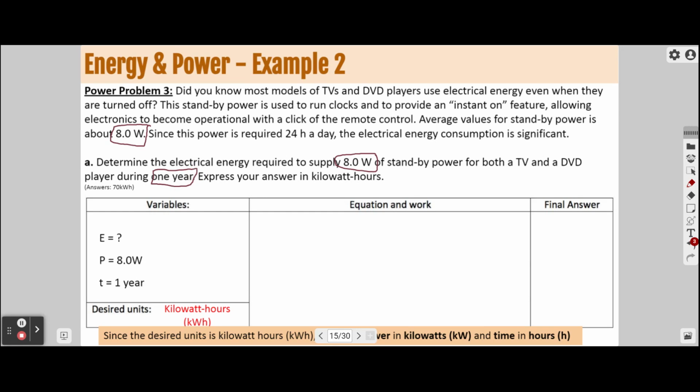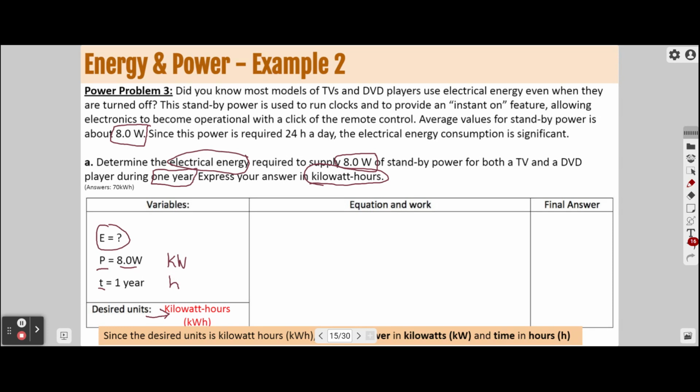All right, so first thing we want to do is write down the variables. We have our power of 8 watts, and we know our time that we're looking for is over a whole year. What we're looking to find is the electrical energy. So energy is what we're looking for. And in this case, it tells us we want the energy in kilowatt hours. So those are our desired units. If we want our energy in kilowatt hours, remember our power is going to have to be in kilowatts and our time is going to have to be in hours. Because when we multiply them together, we get kilowatt hours.